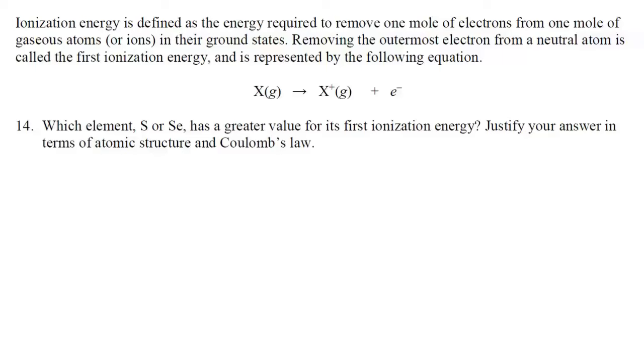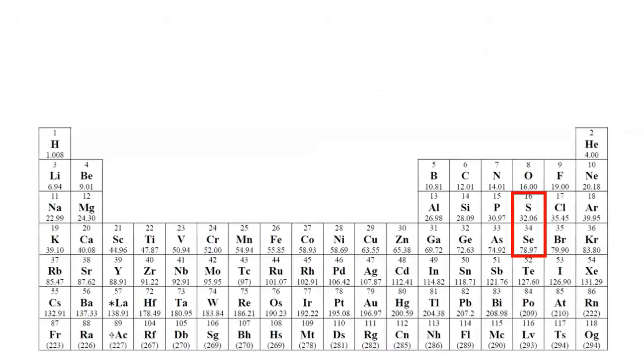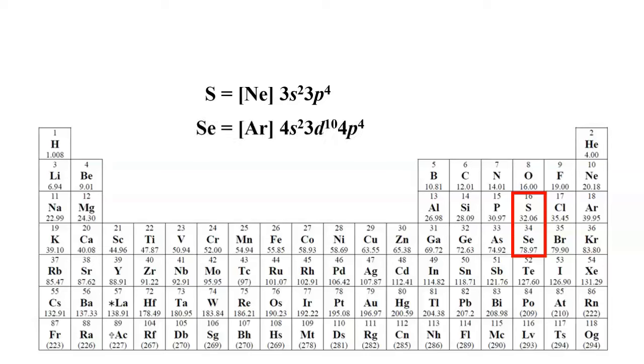So just like in number 13, we're not going to simply invoke a periodic trend and say ionization energy decreases from top to bottom. We're going to take a look at the electrons, where they are located, and decide what's our best strategy. So these are the two elements, sulfur and selenium. They are in the same column or group. The electron configuration, which I'm abbreviating here with the noble gas abbreviation, for sulfur is neon, 3s2, 3p4, and for selenium, it's argon, 4s2, 3d10, 4p4.